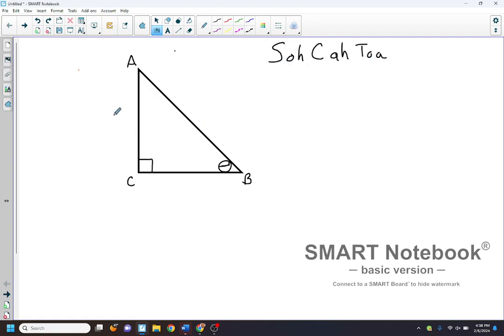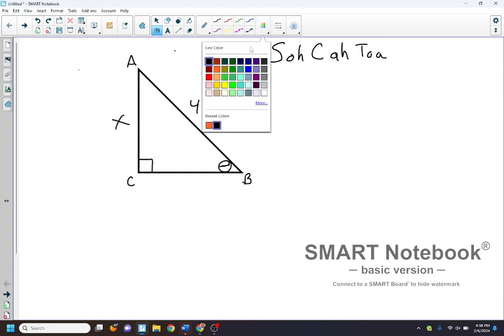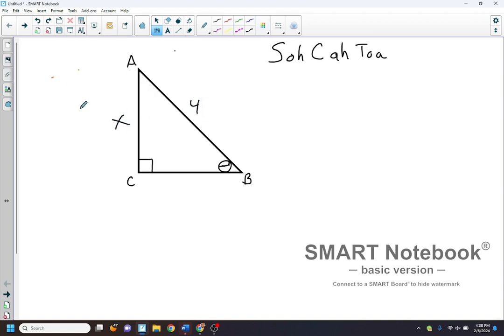Now, for example, let's say I had an x here and I had 4 over here, and I want to figure out what x is. The steps are as follows. Step 1, which I put in the notes, is to identify what sides you have. This is opposite, and this is hypotenuse.